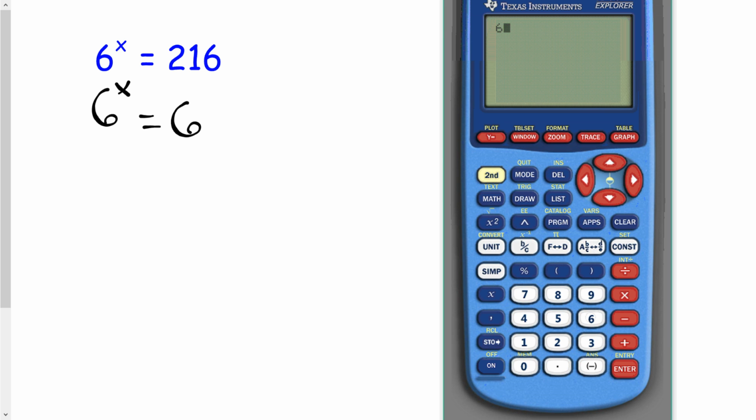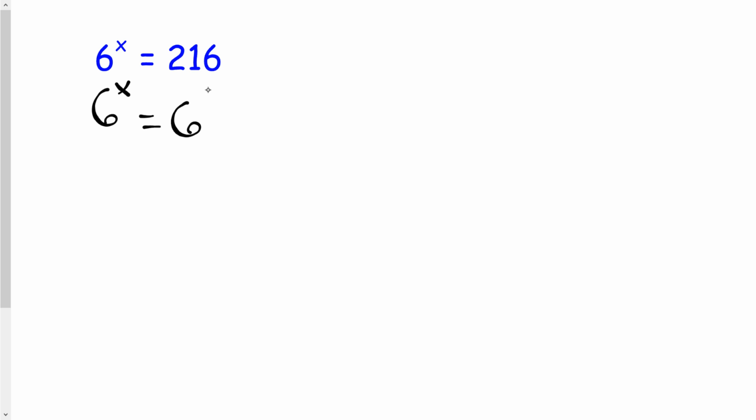So let's see. If I did 6 to the power of 2, that's 36. It's not 216. And I could keep on trying to go up every time here. 6 to the power of 3. There it is. It's 216. So that's going to be power of 3. Now that my bases are the same, I can rewrite this as x equals 3. So basically what I did here is I rewrote 216 as 6 to the power of 3.